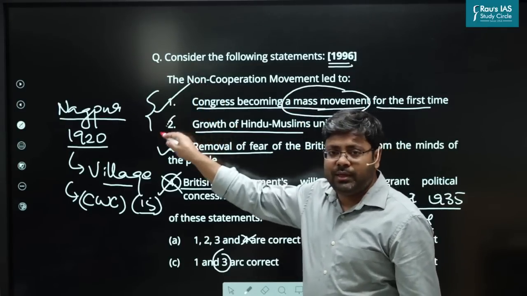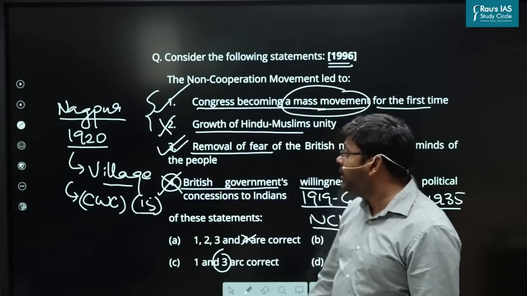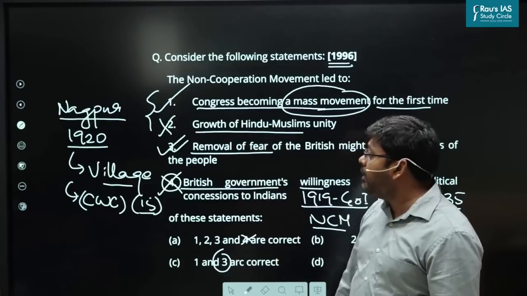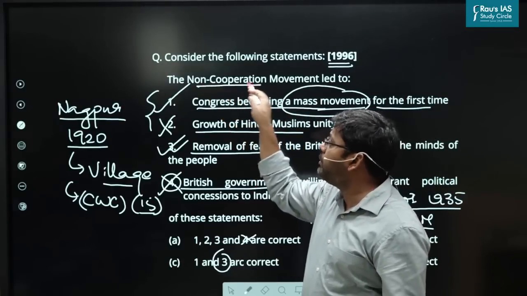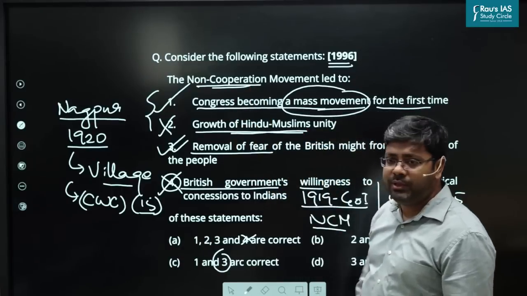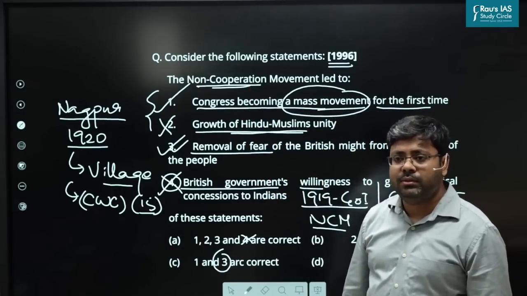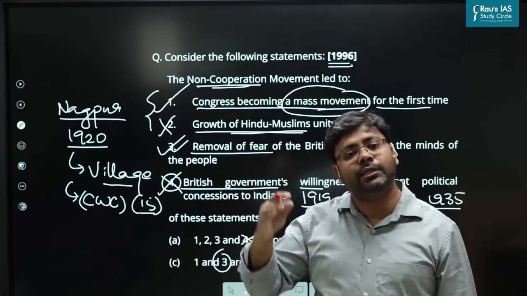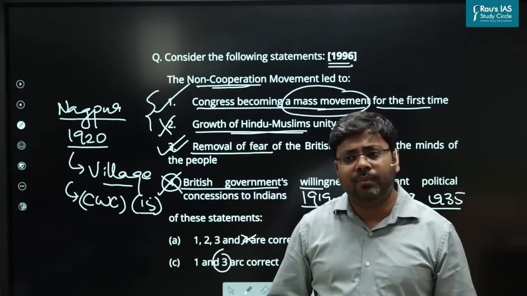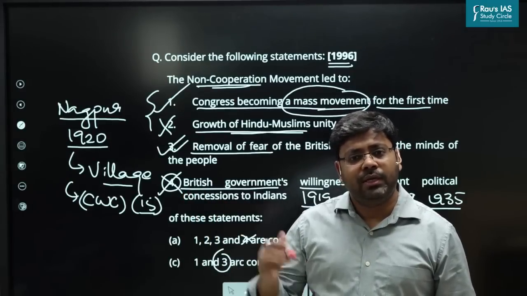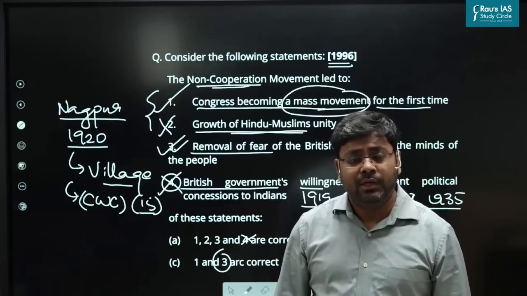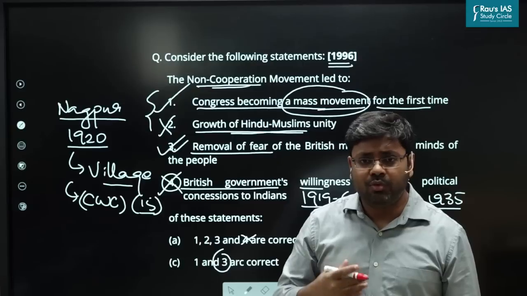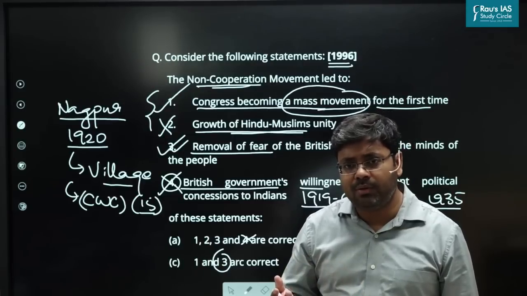Then second must be incorrect. And it is incorrect, but it looks like correct. That is the trouble. Let's try to analyze this. Most of us believe that the non-cooperation movement would lead to growth of Hindu-Muslim unity. It did not. The Khilafat issue was used to bring Hindu-Muslim unity during the movement. But what happened? Once the movement was withdrawn, the Hindu-Muslim unity broke down. So during the movement, there was good communal harmony, but once the movement was withdrawn, the communal harmony broke down.